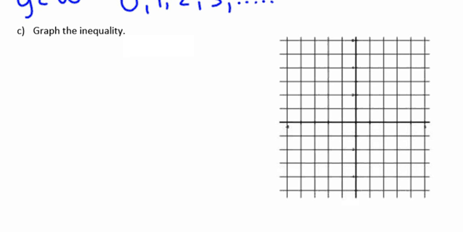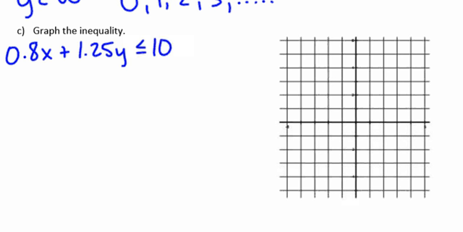So to graph this function, I'll rewrite it again. We have 80 cents for an apple plus $1.25 per muffin has to be less than or equal to $10. We want to solve for our x and y intercepts so we can find out how many apples would I have if I buy 0 muffins? How many muffins could I buy if I buy 0 apples?